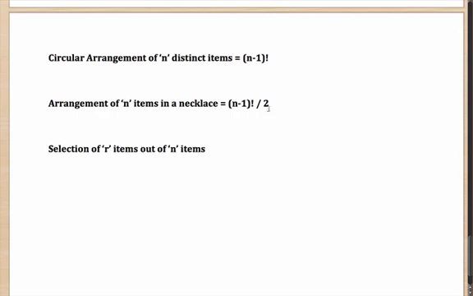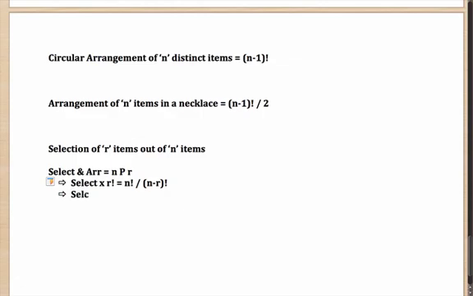Now, for selection of r items out of n items, we know that for selection and arrangement, the total number of ways is nPr, which can be written as selection into arrangement. So I am trying to find out how much is the selection. R things on R positions can be arranged in r factorial ways. nPr I already know is n factorial by (n minus r) factorial.